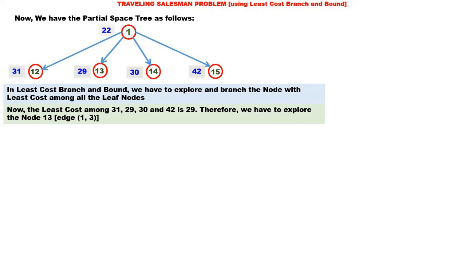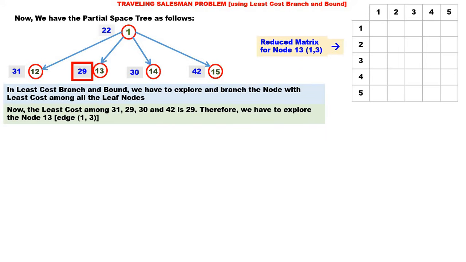When we have to explore 1, 3, we should take the reduced matrix for node 1, 3. That we already made a note. So, reduced matrix for 1, 3. I'll just write down the reduced matrix for 1, 3. This is the reduced matrix for 1, 3.